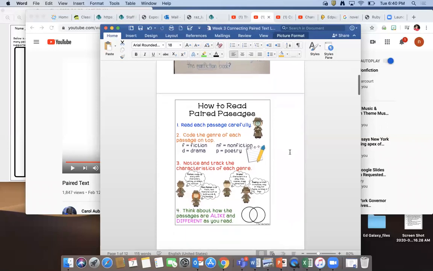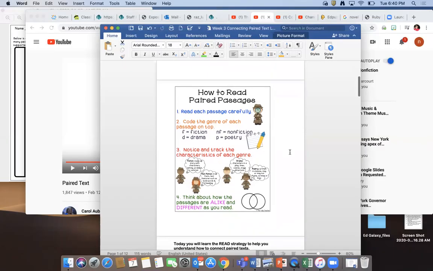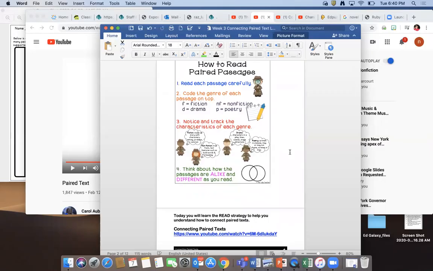Moving on, here's an anchor chart, and this is how to read paired passages. First, you have to read each passage carefully. Secondly, you're going to code the passage, whether it's fiction or nonfiction. Third, you will notice and track all the characteristics of each genre. And fourth, you're going to think about how the passages are alike and how they're different.